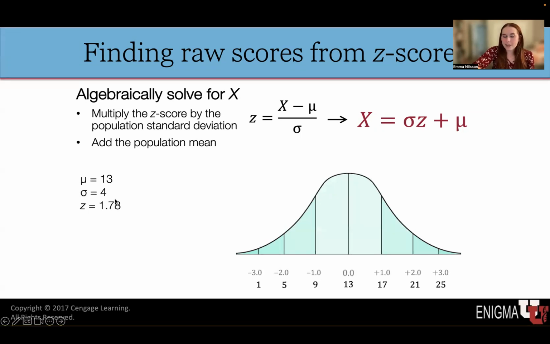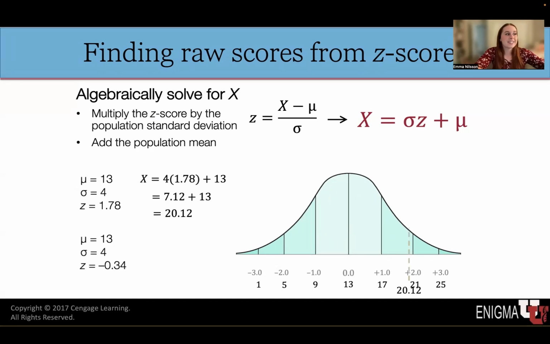Let's look at an example of this. Say you have a distribution where your mean is 13 and your standard deviation is 4. You know that your z-score is 1.78. So you know that the score is 1.78 standard deviations above the mean, but we want to figure out what that raw score actually is. We're going to plug it into this formula and we're going to get 20.12, which means that your raw score is 20.12. Just cool that it can go both ways. You can do the same thing if your z-score was negative. Just plug it right into that same formula and you get your raw score of 11.64.